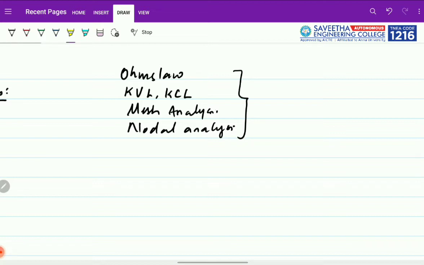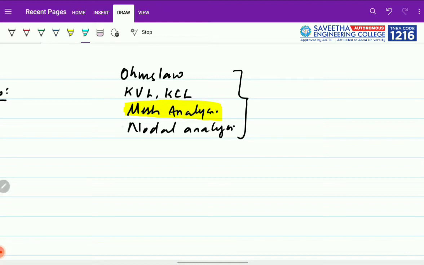For example, if I'm using mesh analysis, I have used this because this particular circuit would be very complex when you apply KVL and KCL or Ohm's law in order to find the values of voltage or current. Similarly, nodal analysis also is one of the methods where you can find the node voltages through which you can find the currents.